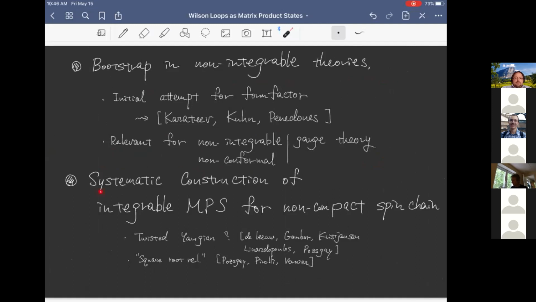But let me just say that it's also interesting to develop a systematic construction of integrable MPS for non-compact spin chain, because now we know that it's related to the classification of integrable Wilson loop.